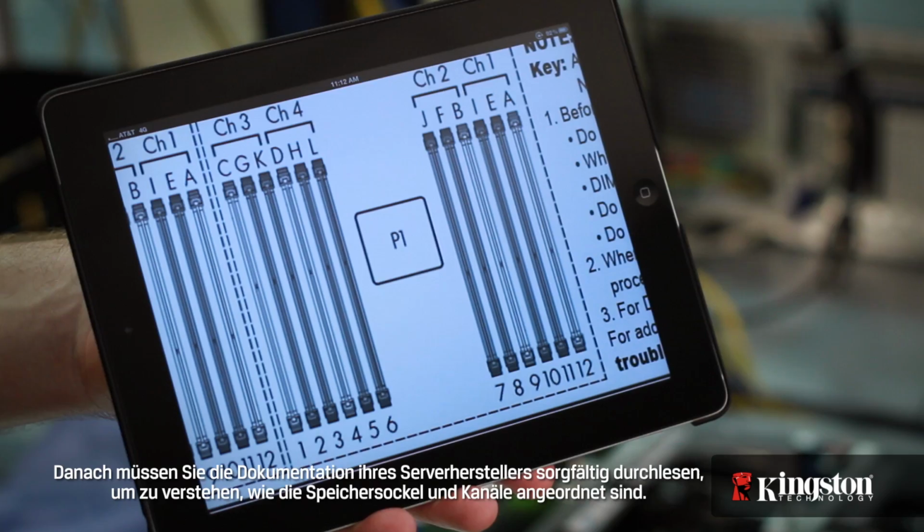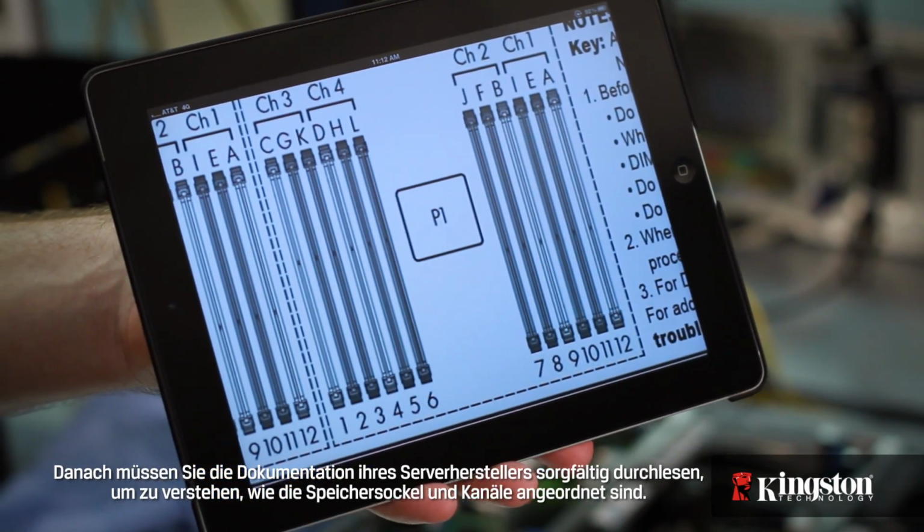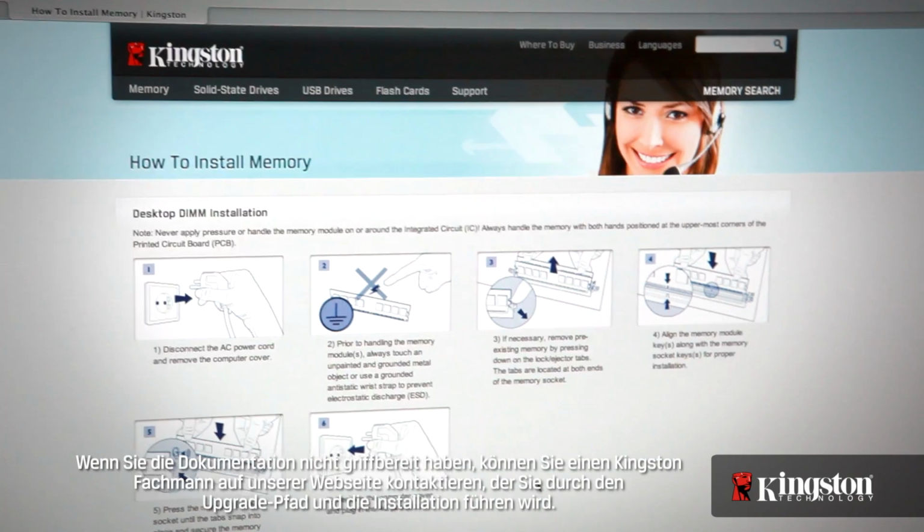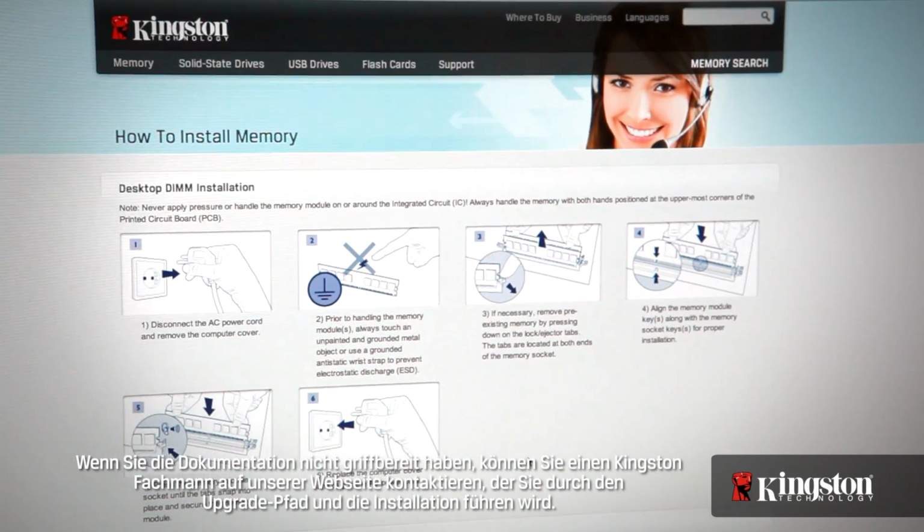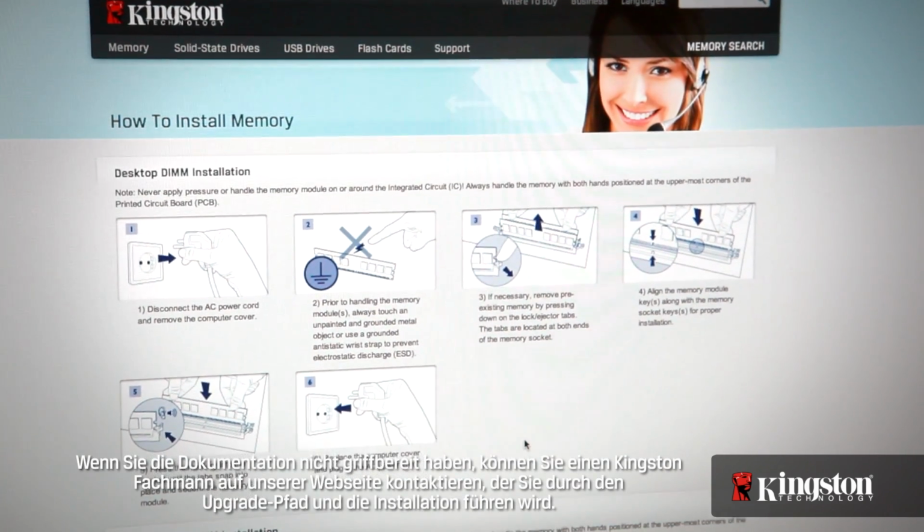Second, you'll want to study the documentation provided by your server manufacturer to understand how the memory sockets and channels are organized. If you don't have the documentation handy, you can contact a Kingston expert on our website to guide you through the upgrade path and installation.